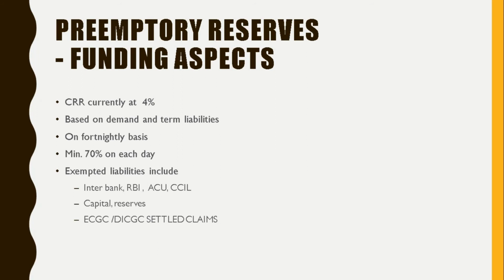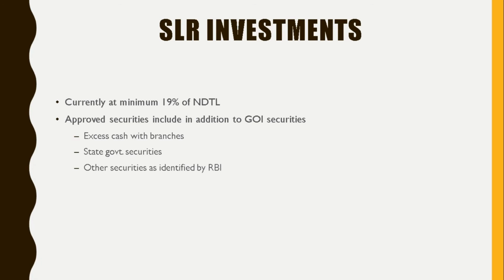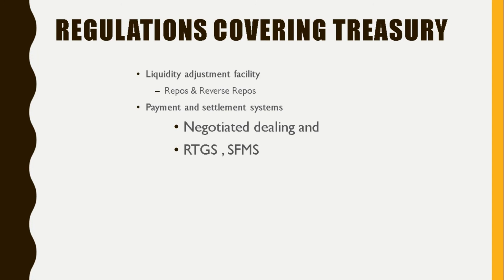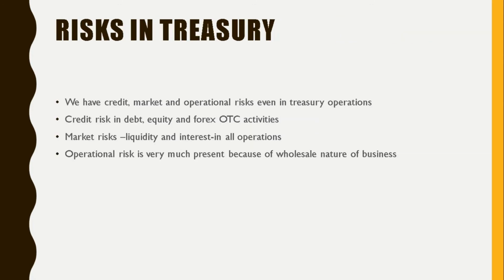Now the statutory reserve funding aspect: CRR is at 8.4% now, based on demand and time liabilities on a fortnightly basis, minimum 70% on each day. Exempted liabilities include interbank, RBI, ACUC, CIL, capital reserves, ECGC, DICGC settlement claims. SLR investment is currently at minimum 9% of net demand and time liabilities. Approved securities include, in addition to Government of India securities, excess cash with branches, state government securities, and other securities as identified by RBI. Now, regulations covering treasury: liquidity adjustment facilities, repo and reverse repo rate, payment and settlement system, negotiated dealing and RTGS, SFMS.